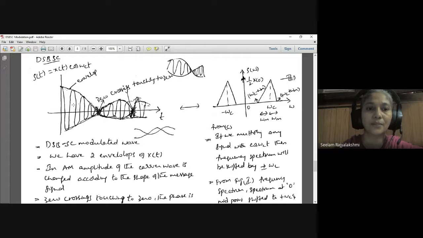In amplitude modulation, the amplitude of the carrier wave is changed according to the shape of the message. Based on how the message signal changes, the carrier signal also changes. We already discussed that the carrier amplitude varies with the instantaneous values of the message signal. By definition, in amplitude modulation the carrier wave is changed according to the shape of the message signal. If you observe the amplitude of the carrier wave, it is changed by the instantaneous values of the message signal.